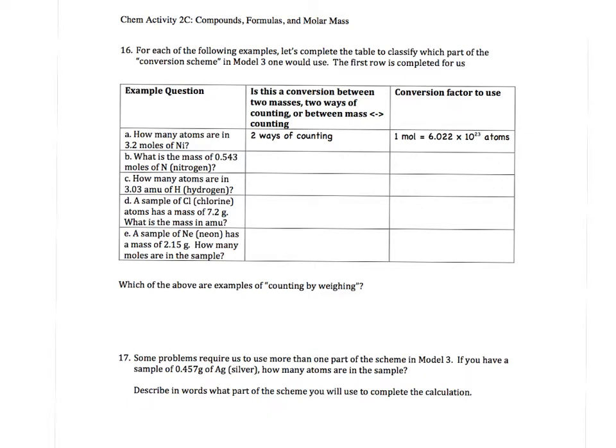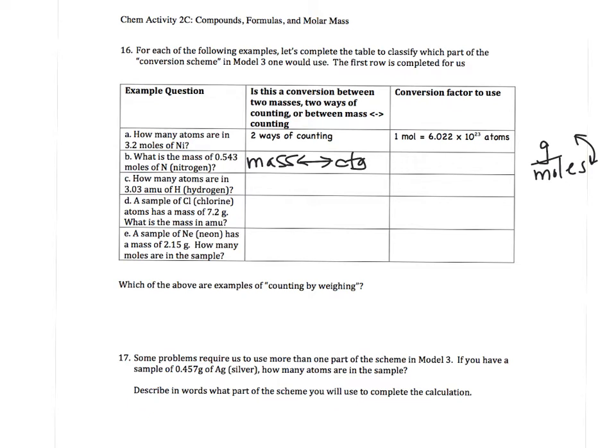So the second question, what is the mass of 0.453 moles of nitrogen? So 0.453 moles is a way of counting how many nitrogens do we have. The question is asking for mass. So this is a conversion between mass and counting. Now, this is the harder question. What conversion factor would we use? So we need something, and I'm just going to write in the margin here, we need something that's going to convert grams to moles. Those two things are going to be involved in the conversion factor.